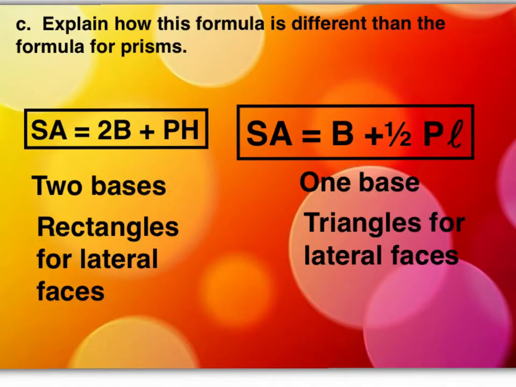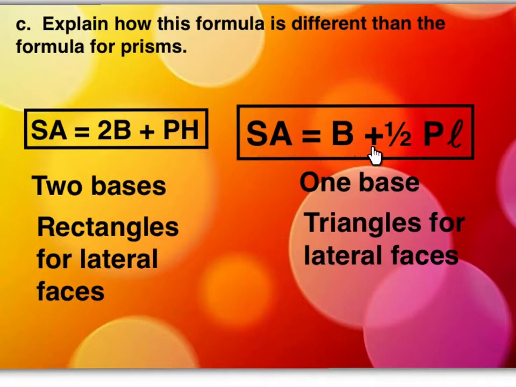Let's go ahead and recap surface area for a pyramid and a prism. Remember that for a prism, the surface area was 2 multiplied by the area of the base plus the perimeter multiplied by the height. So this is when there are two bases and rectangles for lateral faces. So a triangle could be your base or a rectangle could be your base.